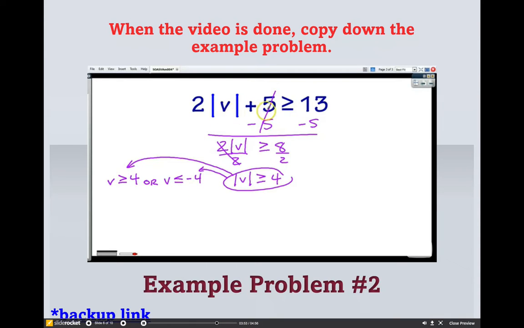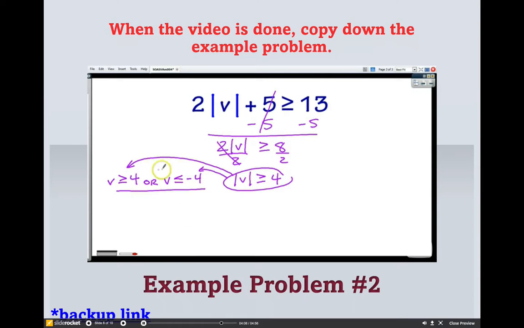So basically what this was, a compound inequality like we've learned about before, except just kind of in disguise. Once we got rid of that disguise and got rid of the absolute value, we've got our compound inequality here.